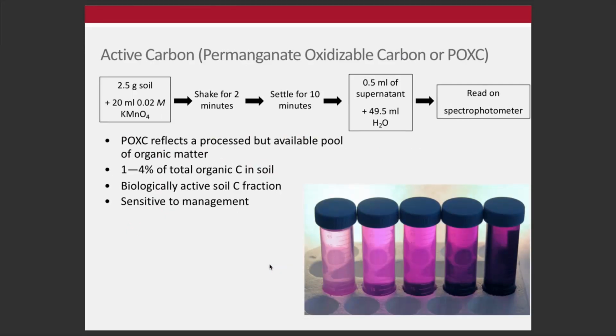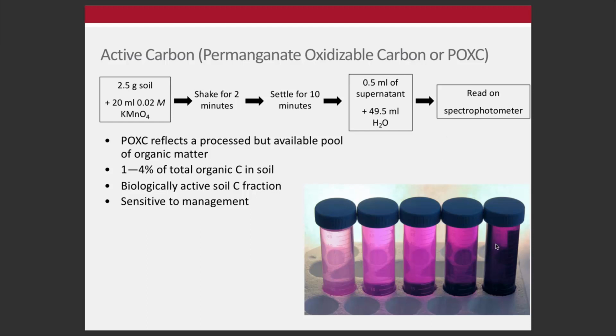So in the literature, from a lay perspective, we call it active carbon. From a scientific perspective, we call it permanganate oxidizable carbon, just to be a little bit more precise. The measurement is outlined here. It's 2.5 grams of soil, 20 mils of 0.02 molar potassium permanganate. We put that in a 50 mil centrifuge tube. We shake for 2 minutes. We settle for 10. Then we dilute it down. It's a 1 to 100 dilution, so we take 0.5 ml of the supernate from this reaction and then add 49.5 mils of water. We mix that and we read it on the spectrophotometer, okay?